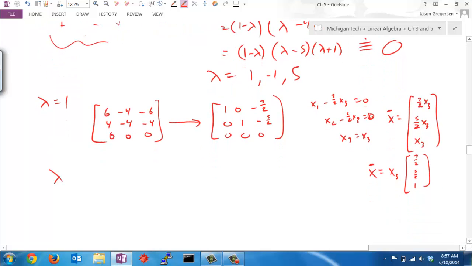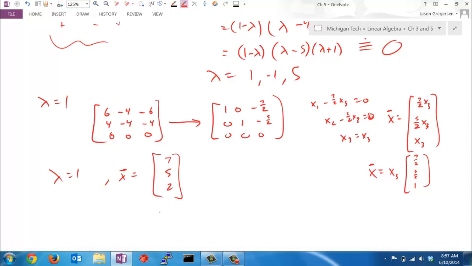And so I write my solution as lambda equals 1, and my eigenvector is, well, I don't like that. I'm going to write 7, 5, and 2. Because I can. Because any multiple of my eigenvector is also an eigenvector, and I don't want to carry those fractions around. I don't want to grade them either, so please do that. Okay? But we can put it into a nice form, so that's what you want to do. So that's the eigenvalue, that's the eigenvector. Now we repeat with the other two eigenvalues, and that's this one problem.